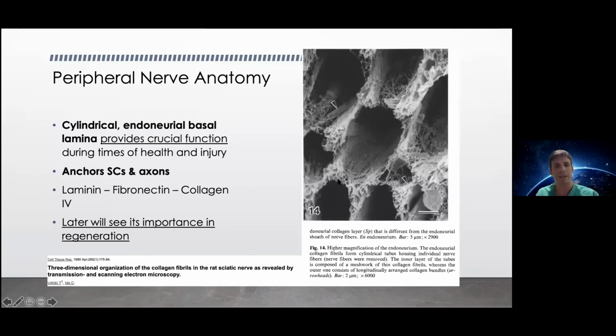Here it is. Basically, this is that basal lamina that's constructed by the Schwann cells in response to the axon bridging out from the cell body. It's cylindrical, it is the endoneurial layer, and it provides crucial function and support for the axons in normal health and injury. I'll go over again its importance in regeneration, but it's really important to keep this image in your mind when you think about nerves on a microscopic layer.